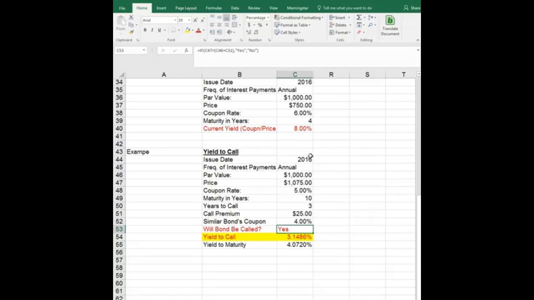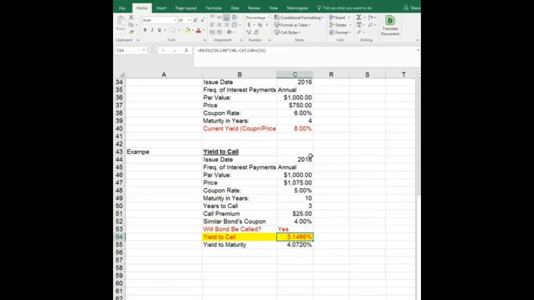Another way of looking at it is that similar bonds are paying 4%. This particular bond is paying 5%. So the company is paying 5% to the investors, whereas if they refinance this bond, they could get their interest rate down to 4%. So they will refinance this bond, so the bond will be called. Since the bond's going to be called, it doesn't make sense to calculate the yield to maturity. In other words, what's the yield over the next 10 years? Instead, we want to calculate the yield to call. What is the rate of return that an investor will have until the bond is called?